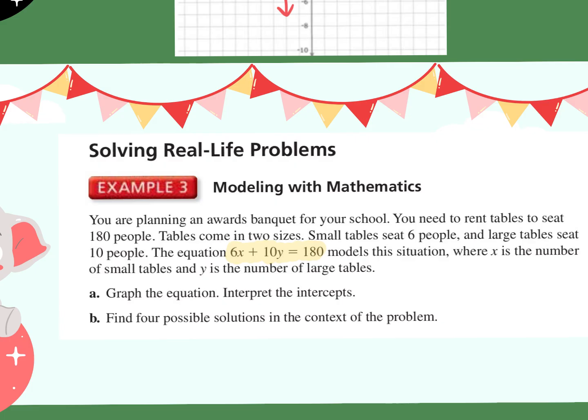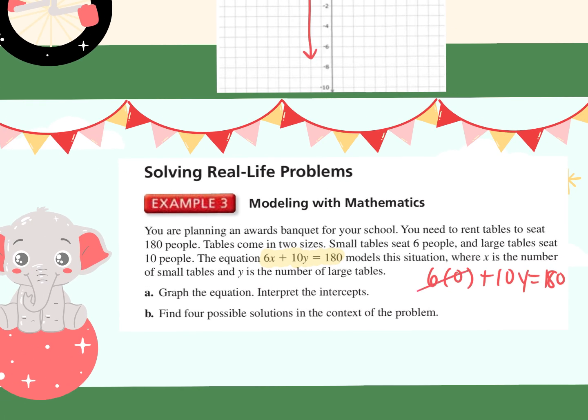Plug in a 0 for x, and then plug in a 0 for y. If I plug in a 0 for x, 6 times 0 plus 10y equals 180, right? That goes away. Divide by 10 on both sides. What's 180 divided by 10? 18. Now do the same thing, but plug in a 0 for what now? Not for 10. You can't plug in a 0 for 10. 10 is already 10. Where am I plugging a 0? For y.